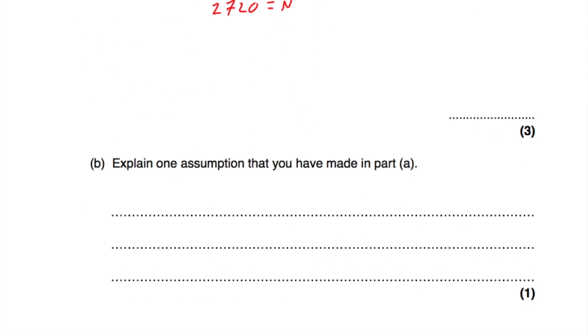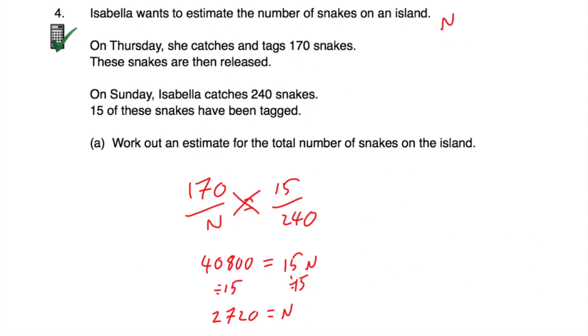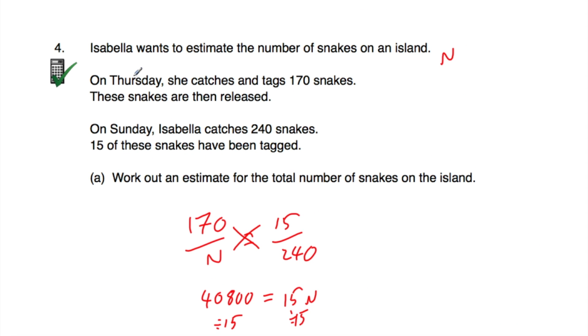So let's have a look at part B. Part B says, explain one assumption you've made in part A. So let's have a look and see what she did. So she went there on Thursday, she caught some snakes, she tagged them, and then she went back on the Sunday and she caught some more. Now, between Thursday and Sunday, one assumption we're making is that nothing's happening to the snakes.